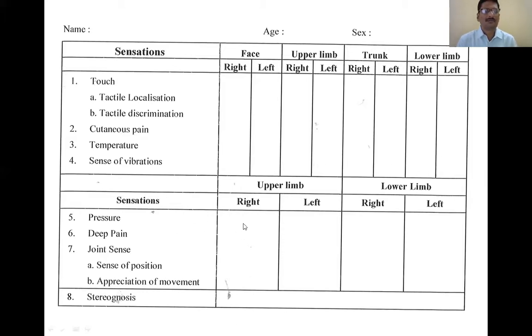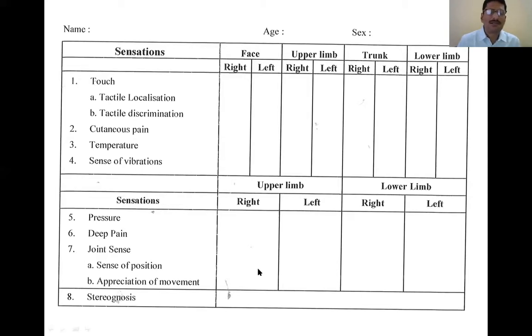Then comes pressure. For pressure, you can use a blunt object such as the back of your pen, and you can do it on the upper limb and lower limb, and you can write the observations. In joint sense, here it can be done in 2 parts. One is the sense of position. Suppose what is the position at which a particular joint is there. Suppose it is in abduction, adduction, or extension, etc.